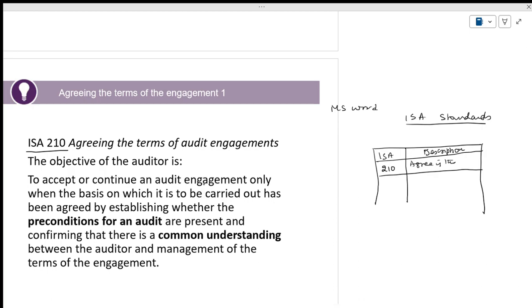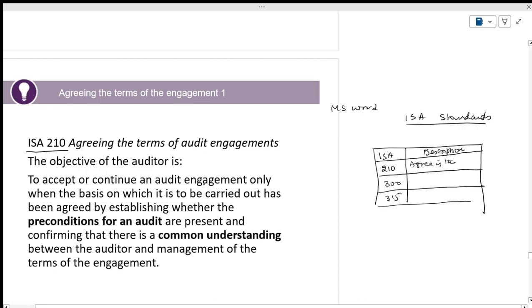The moment you get something at 300, you got something called 315, you put that in between. If you get something with respect to 260, insert one row and write it down in between. By the time you complete this, there will be around 12 to 15 standards at this level.